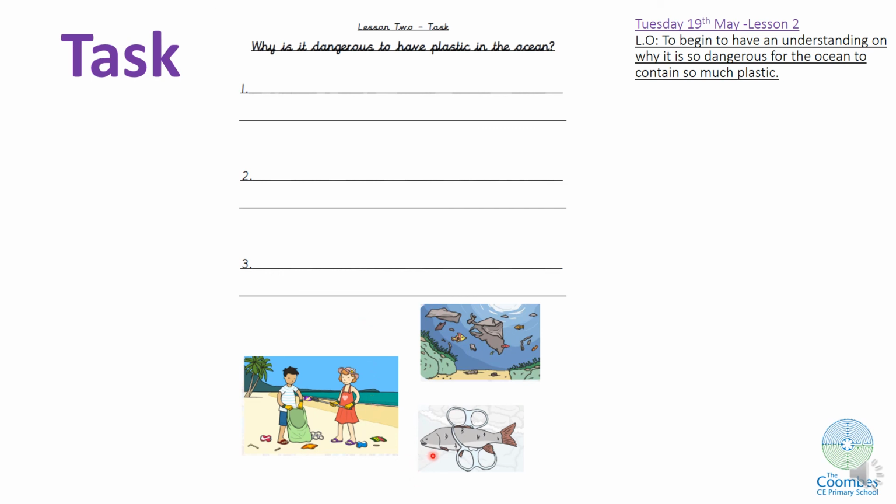So think about our animals getting trapped. Think about the litter and the plastic dropping to the bottom of our oceans and littering the sea. And think about all of that rubbish that ends up on our beaches. There's lots of reasons why plastic in our oceans is dangerous. And if we know the reasons, then we can start to work to reduce the amount of plastic in our oceans.